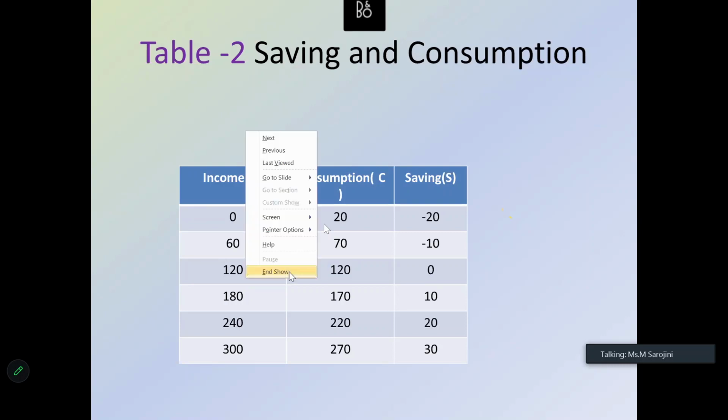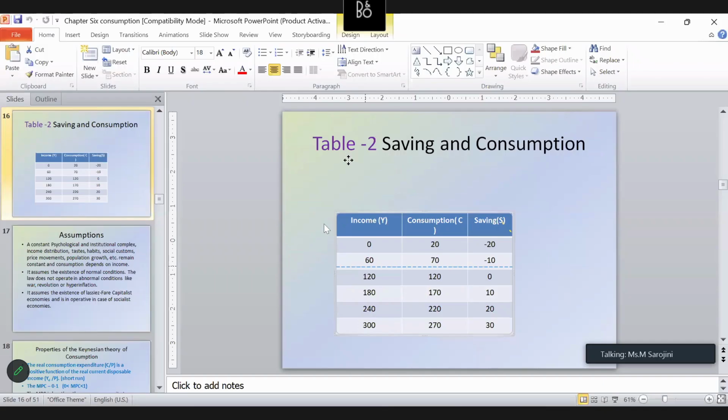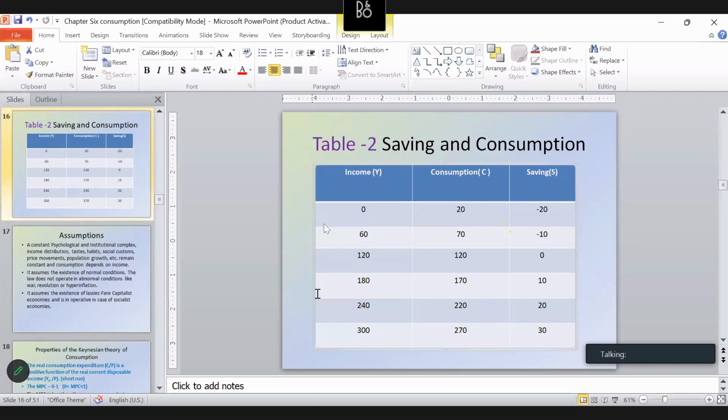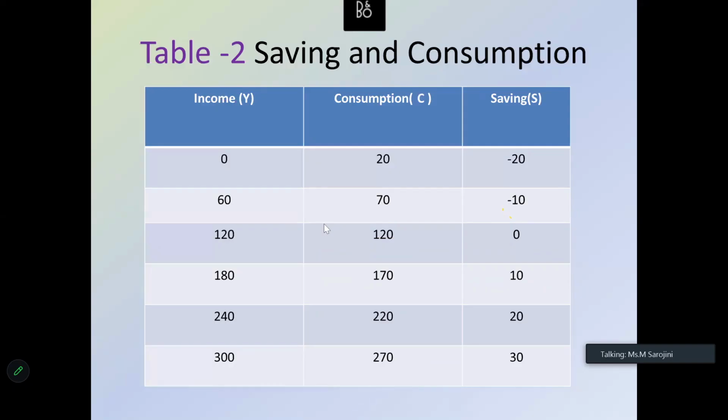Is it clear? Is this diagram table clear? Yes, ma'am. Here you can clearly observe that three proportions.